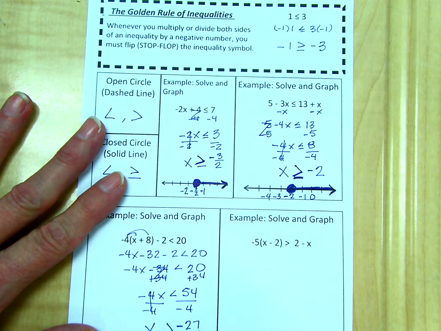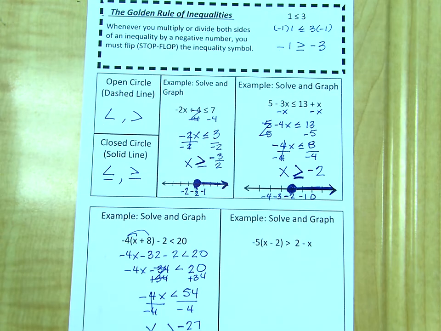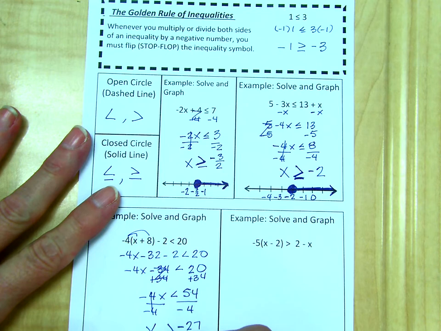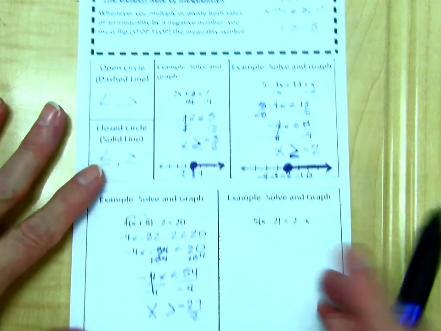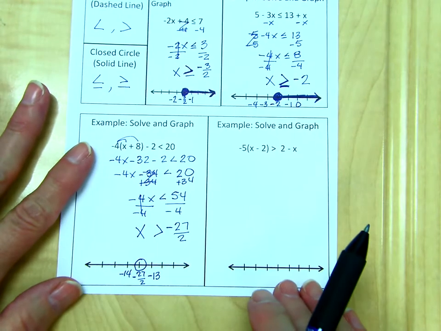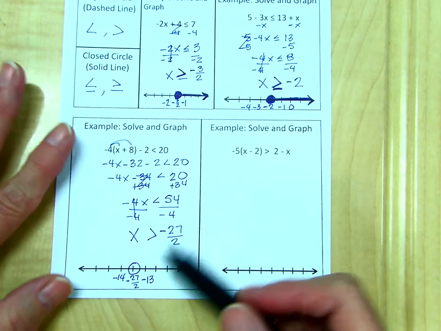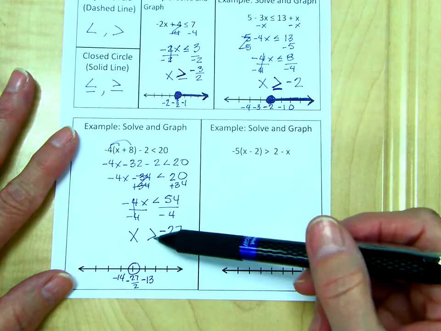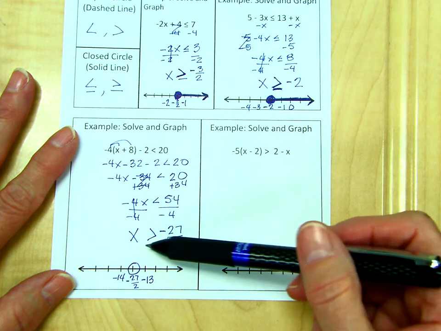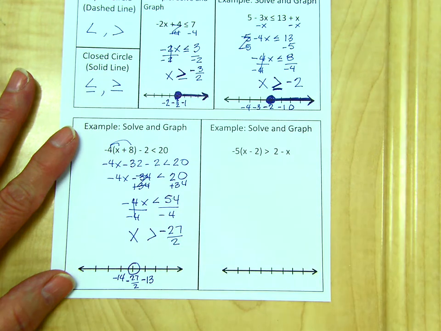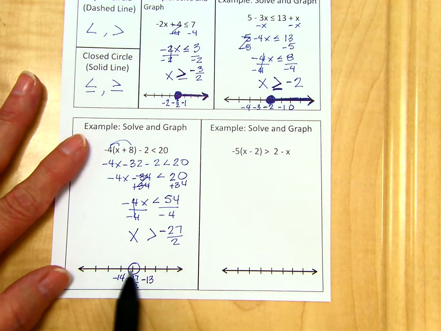This will simplify to have our x on the left-hand side, and 54 over -4 reduces to -27/2. So here's our -27/2. This would be -26/2, which is -13. This would be -28/2, which is -14. So we put a circle at -27/2, and then we decide whether we are going to leave this as an open circle or a closed circle. So we look at the inequality sign, and there's no equal sign, so we're going to leave it as an open circle.